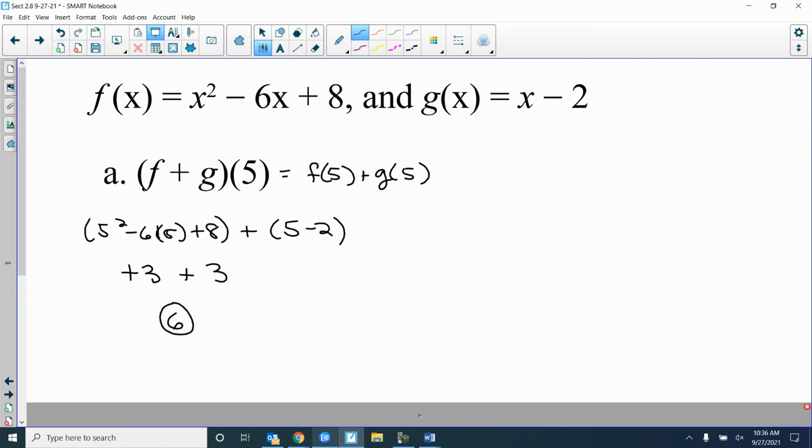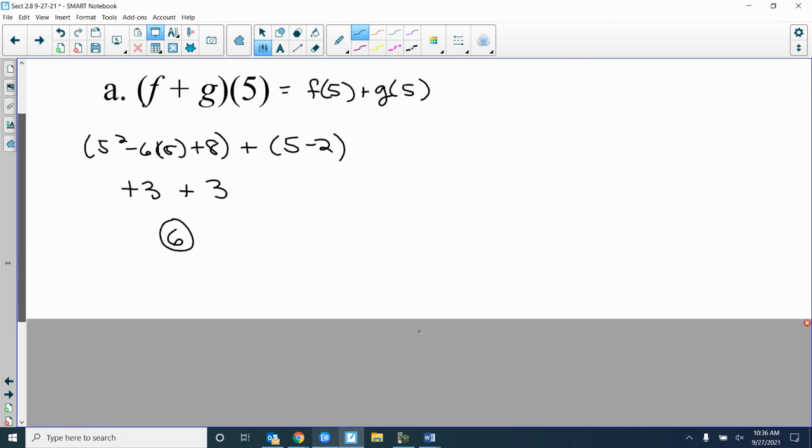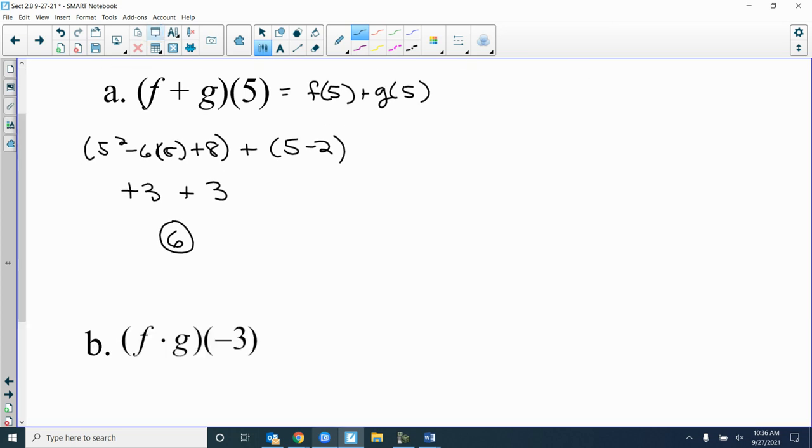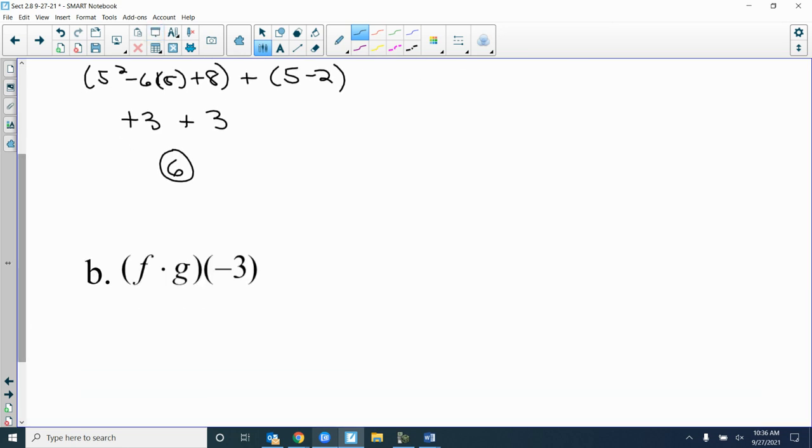Okay, for that one. All right, for B, what is f times g of negative 3? Go ahead and see what you get. It's just like we did on the other ones. It's going to be f of negative 3 times g of negative 3. All right, substitute that in, see what you end up with.